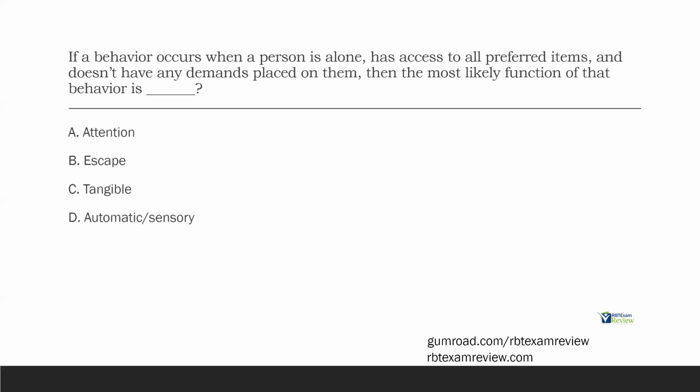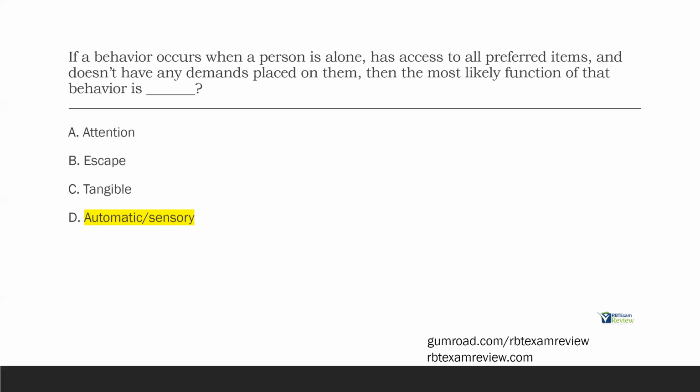So we can eliminate C. And doesn't have any demands placed on them. So they're not trying to escape from anything. So most likely the function of this behavior is what? Automatic or sensory, okay? The behavior is not trying to get attention, escape from anything, or get a tangible, okay? If we're not doing those three things, then that leaves us with the most likely explanation of automatic sensory. This is a more high-level question about functions, okay?